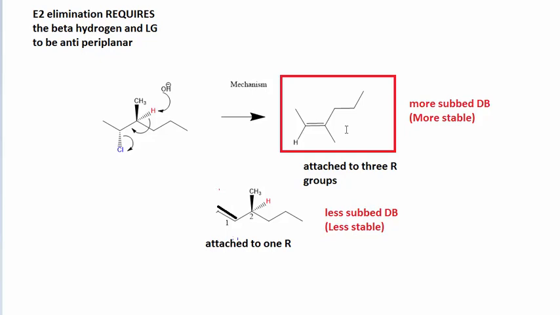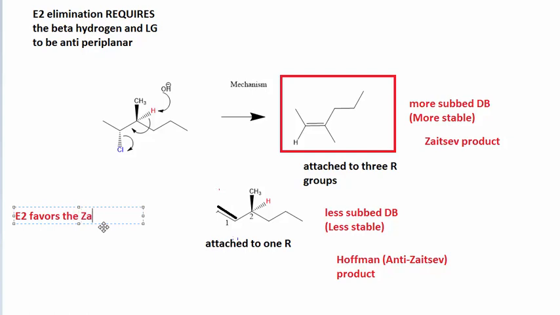And over here, this is the less subbed double bond, which is less stable. The result is that we call our more stable or more substituted double bond the Zaitsev product. And over here we call this the Hoffman or anti-Zaitsev product. And I'll tell you now, E2 favors the Zaitsev product in general. We'll talk a little bit more about what that means in a little bit, but when you have a sterically unhindered base like NaOH, you will try to form the Zaitsev product whenever possible.